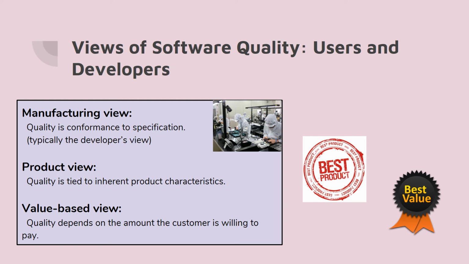The manufacturing view is quality conformance to specification, typically how the developer views it. They followed the requirements, therefore it's high quality. The product view, quality is tied to inherent product characteristics. The product does something that other software doesn't do, so therefore it's a great product. And the value-based view, where quality depends on the amount the customer is willing to pay. The software does a good job for the price.